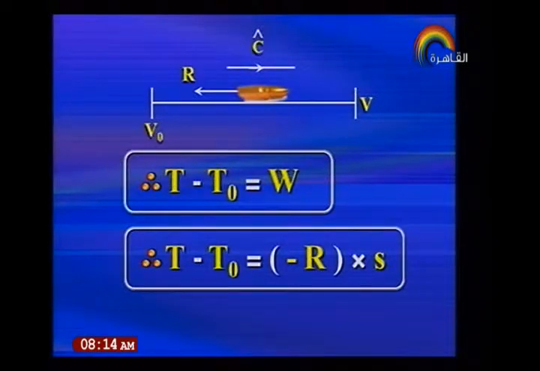Therefore, T minus T naught equals negative R times S. What is the meaning of R? Resistance of the bullet. S is the distance.